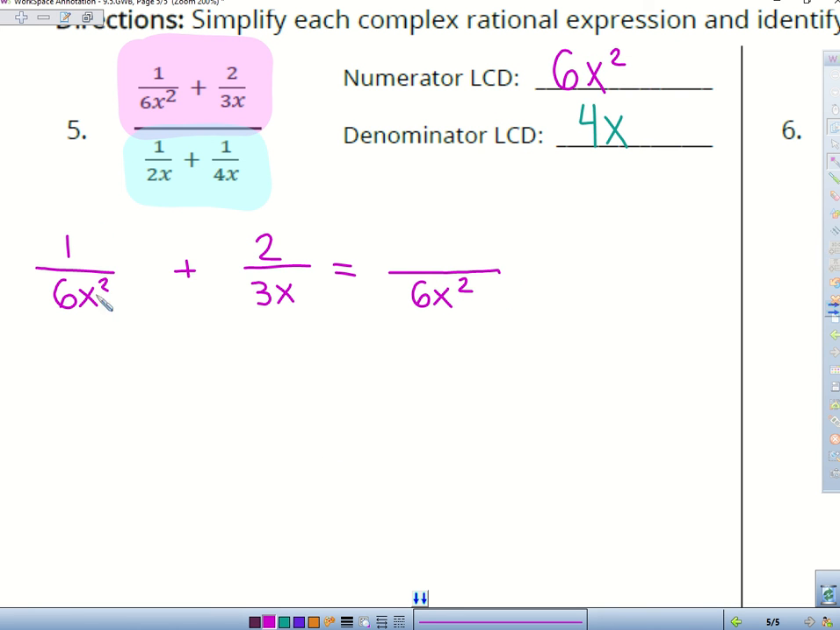So do I have to do anything with that first fraction? It already has the denominator I want. What am I going to have to multiply the second fraction by?